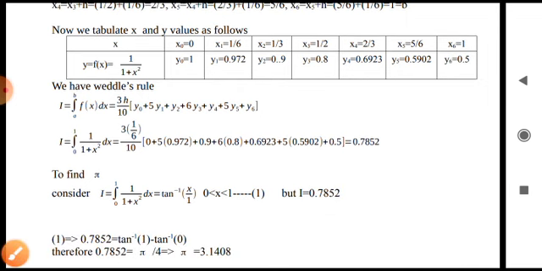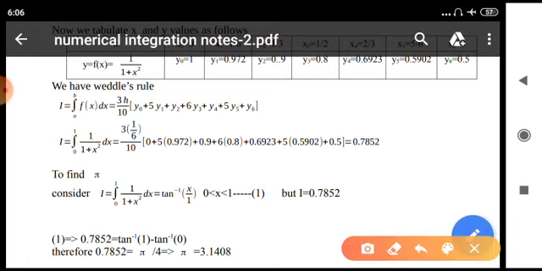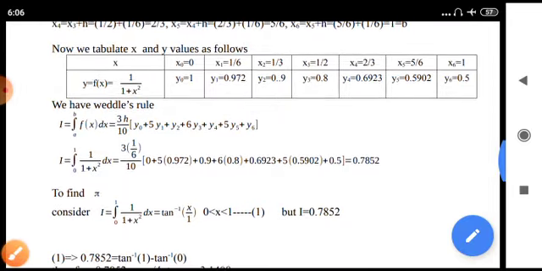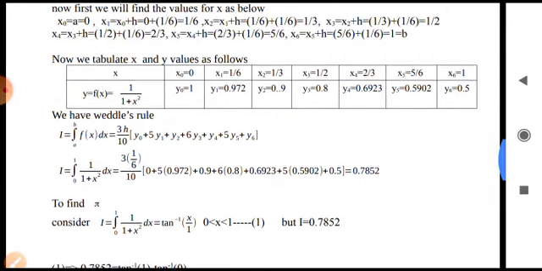Now we have Weddle's rule for n equal to 6: I equal to integration from a to b f of x dx, which is 3h divided by 10 into y0 plus 5y1 plus y2 plus 6y3 plus y4 plus 5 times y5 plus y6. Now substitute x, y and h values. We get the integral value as 0.7852.